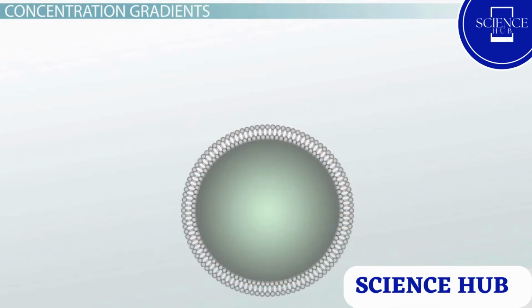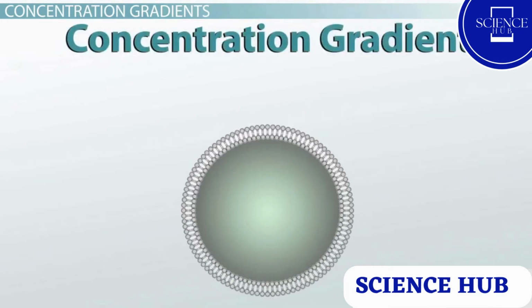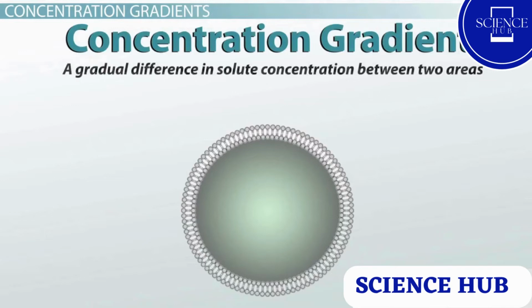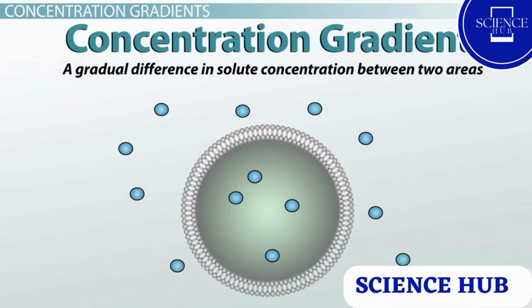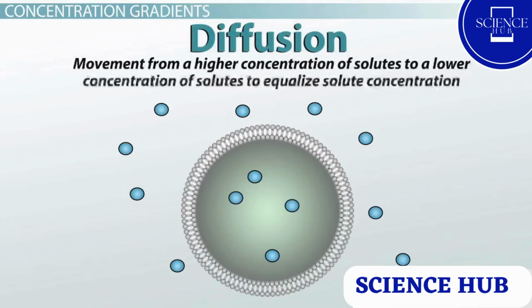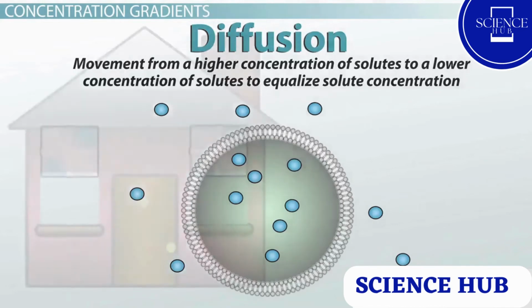When and how things travel depends largely on the concentration of solutes in your cells, or the dissolved molecules. In this lesson, we'll discuss methods of transporting solutes across a concentration gradient. A concentration gradient is a gradual difference in solute concentration between two areas. In this case, it's the difference in solute concentration between the outside of the cell and the inside of the cell. Solutes here would move by diffusion, or movement from a higher concentration of solutes to a lower concentration of solutes in order to equalize solute concentration. This evens out the concentration on both sides.